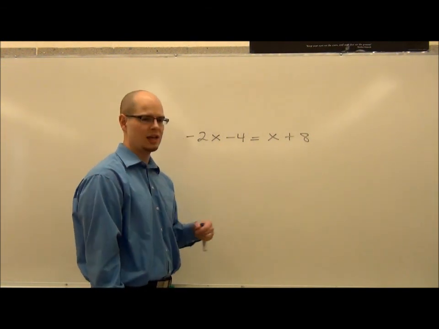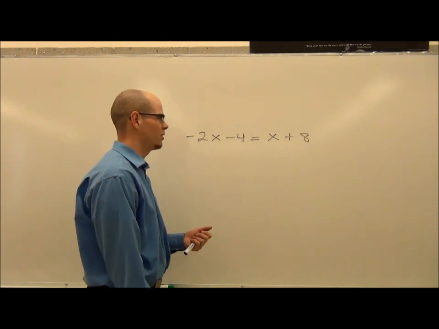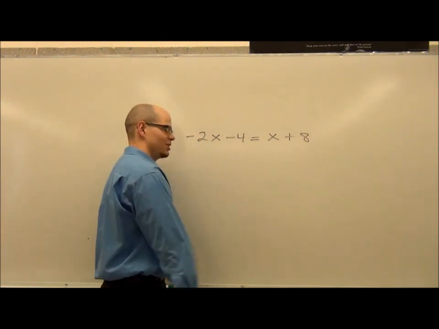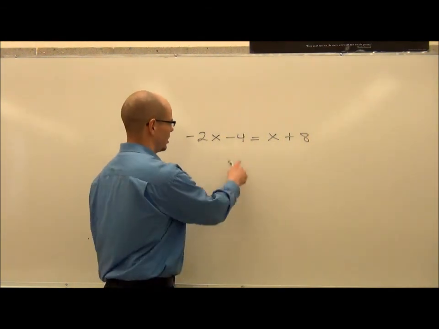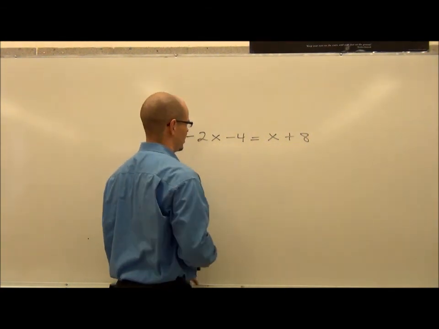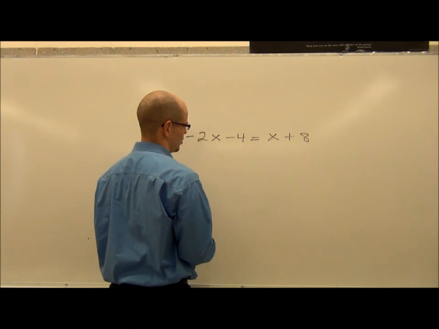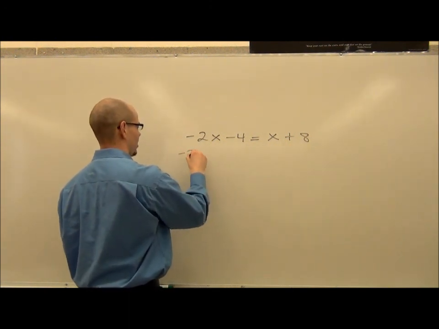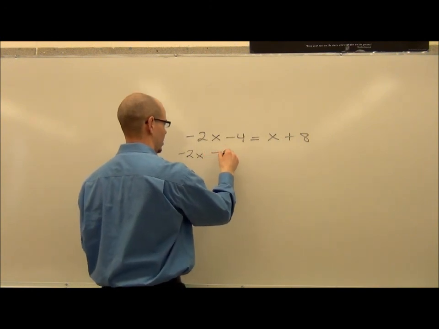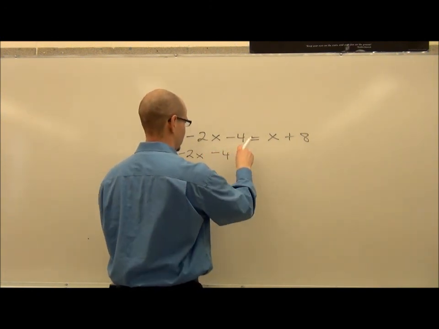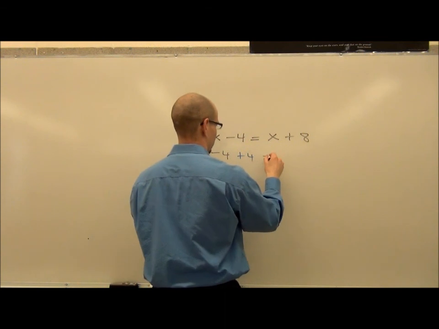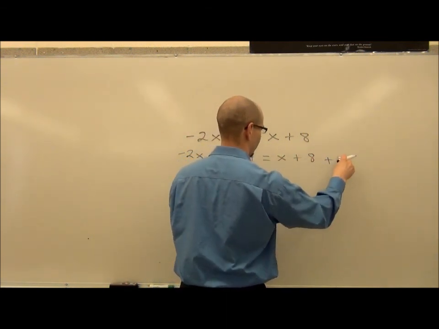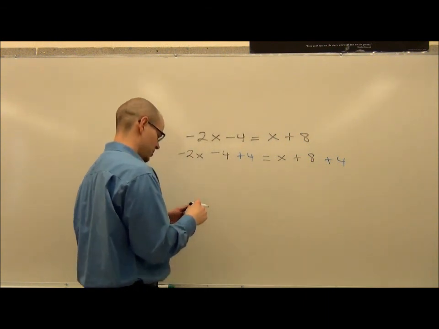So to answer this in one step would be very difficult, but to break it down piece by piece is pretty easy. We're going to start with the same step we've been doing on all of these. I'm going to get rid of this number beside the x here, so I'm going to add 4 to each side. A plus 4 will get rid of this minus 4. So I'll have negative 2x minus 4 plus 4 is equal to x plus 8 plus 4, to do to the right hand side as well.